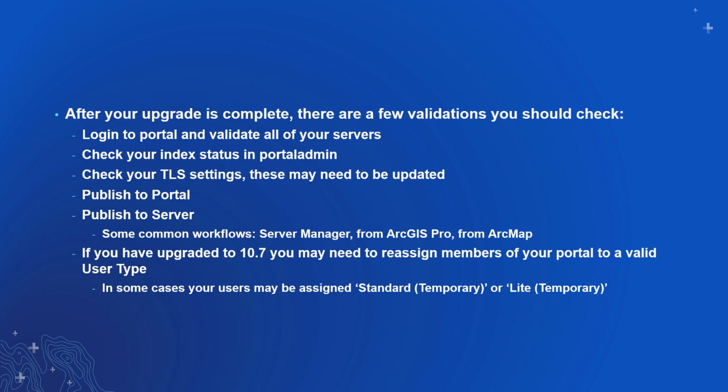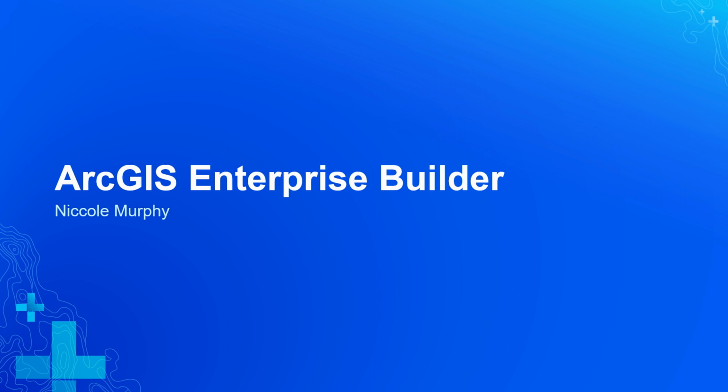If you're upgrading to 10.7 or 10.7.1, check your users, make sure nobody's sitting in that standard temporary or light temporary situation. If they are, you need to move them out of that into a valid user type. One of the tricks to avoid that situation: when you're generating that JSON file from My Esri or requesting it from your account manager or sales rep, request the first JSON file to only contain one user type compatible with level 2 and one user type compatible with level 1. That just ensures that every member in your portal does not land in the standard temporary or light temporary situation.